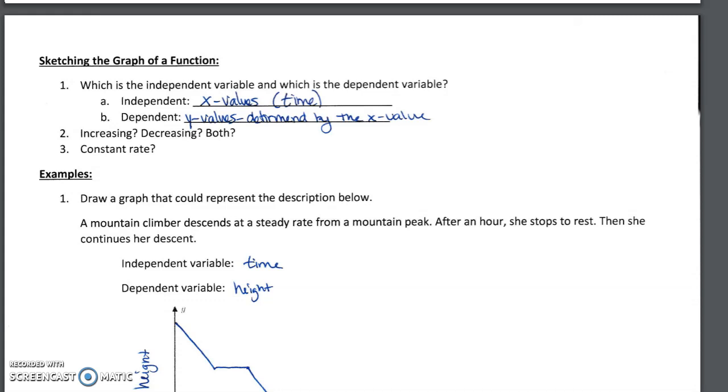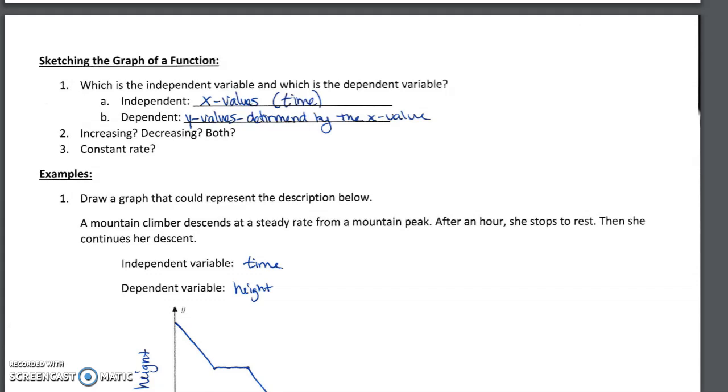determined by the x value. So what you plug in for x puts out y, right? So if you think about like a job, how many hours you work determines how much money you make. So hours you work, independent, money you make, dependent. That's how it works, right?